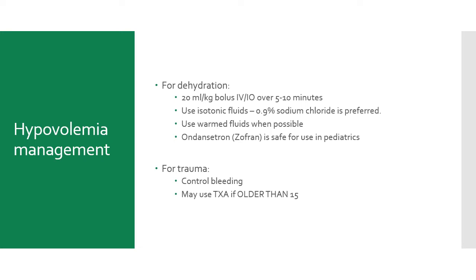We need to control the bleeding if possible. If it's an internal bleed, then obviously they need surgery, so we want to minimize scene time. Our protocols in Vermont allow us to use TXA on people older than the age of 15. And if you need it for somebody younger than that, that would be a medical control discussion.